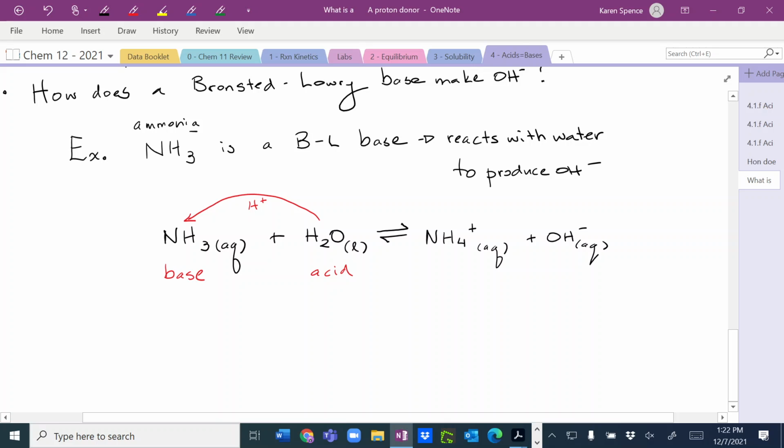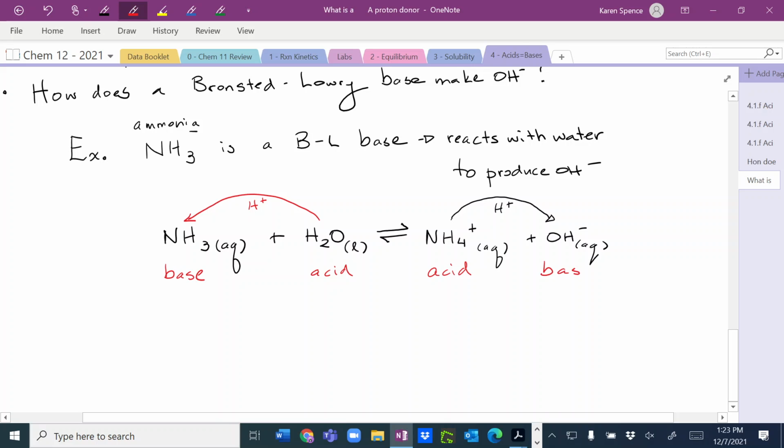Who's the Bronsted-Lowry acid? They both have H's, oh dear. But who is giving the proton to whom in the reverse reaction? NH4 is giving the proton to hydroxide. And so for the reverse reaction, NH4 is acting as the acid and OH minus is reacting as the base.